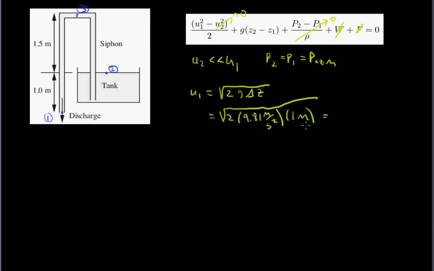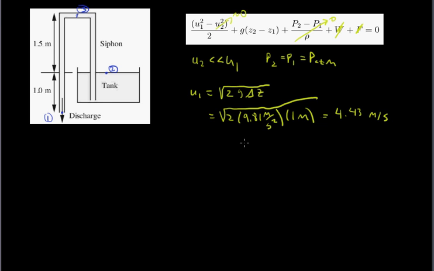Let's make sure our units make sense. We're going for velocity, and we're taking the square root of meters squared per second squared, so we'll end up with meters per second, so that's good. And we're going to get an answer of 4.43 meters per second.